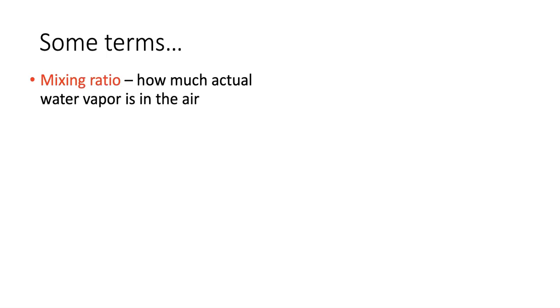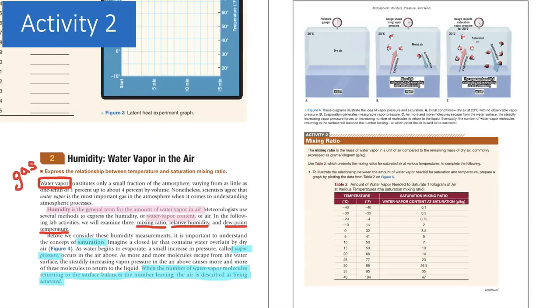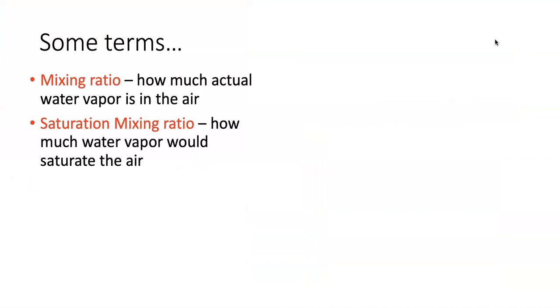So some terms that I want to emphasize here are mixing ratio, and that is how much actual water vapor is in the air. The saturation mixing ratio, which is how much water vapor would saturate the air. So if I jump back, the mixing ratio would be how much is here. The saturation mixing ratio would be here. That's how much it can hold at the most. And that saturation mixing ratio is temperature dependent. And that's really important when it comes to understanding various processes in the weather.